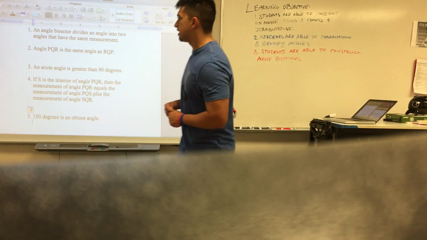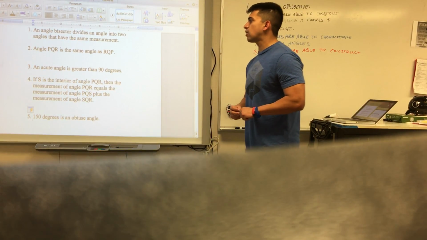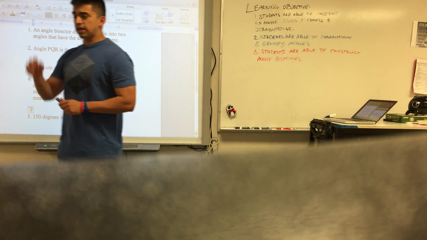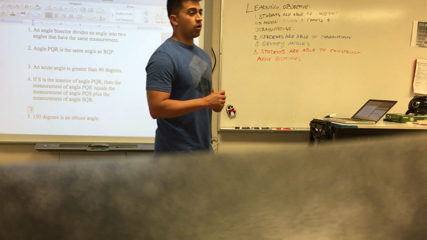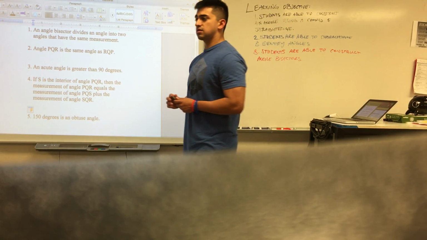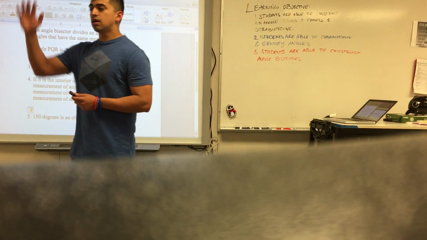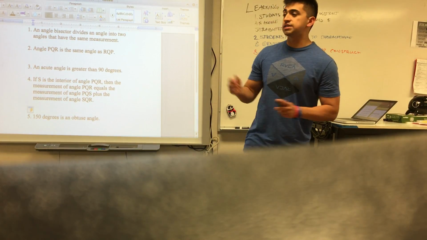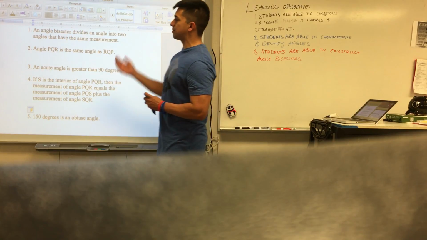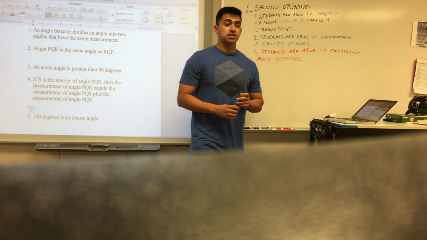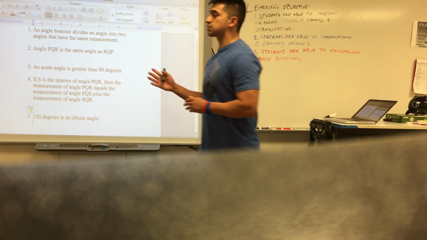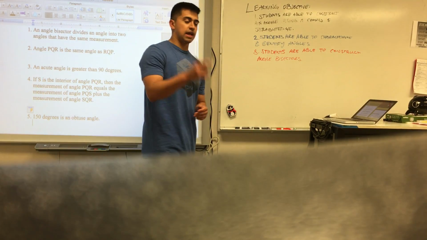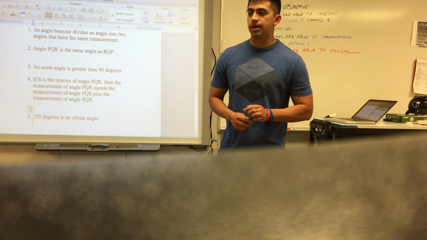The first statement is: an angle bisector divides an angle into two angles that have the same measurement. Whoever thought this statement is true or agreed with it, go ahead and raise your hand. Good. Everyone should agree with that, right? We just talked about the angle bisector, which is a ray that splits an angle in half, creating two different angles, and those two angles have the same measurement.